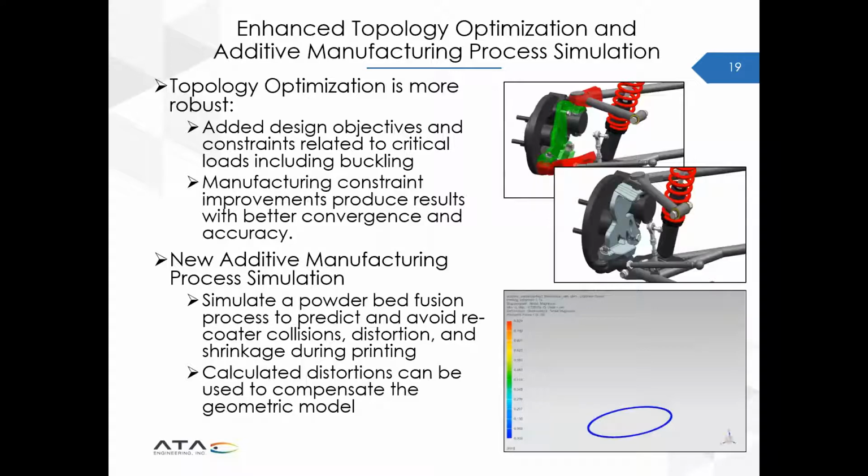In addition, and this is pretty cool, there's a new additive manufacturing process simulation, which can simulate this powder bed fusion process. So this makes it easier to predict and avoid recoater collisions, distortion, and shrinkage during printing. And then based on that simulation, it can compensate the original geometric model. So this is a really cool new capability that they've added in, and it should really help print a product correctly the first time, which is great. So we don't have to print something and then realize that it shrank or anything like that.